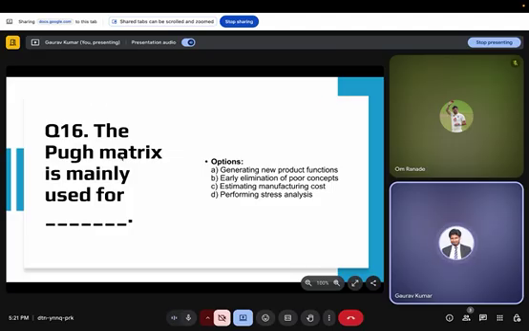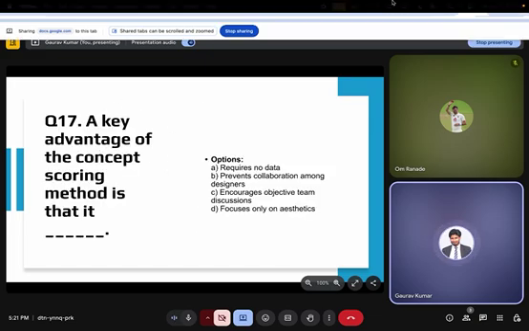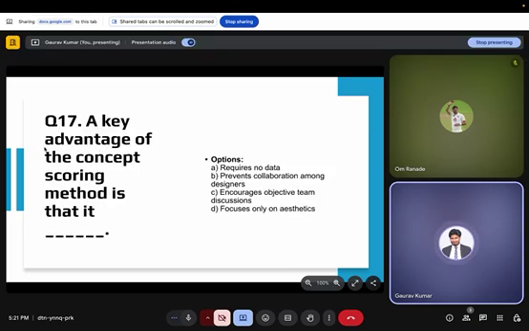Now moving towards the next. Please go through this slide. Now question number 17. A key advantage of the concept scoring method is that it, what is the right answer?